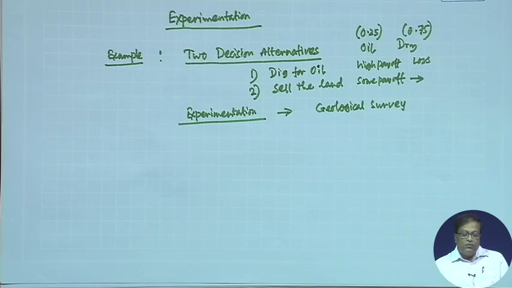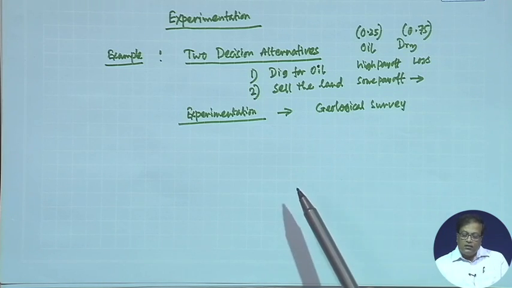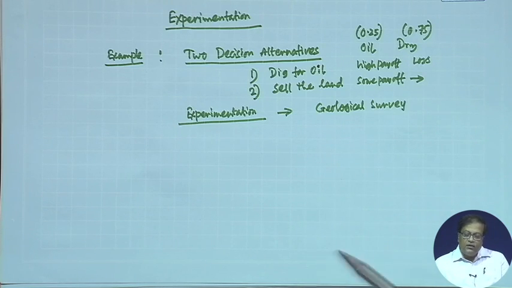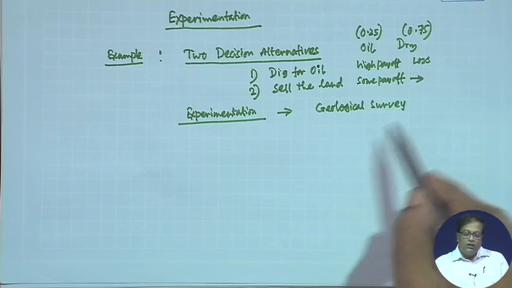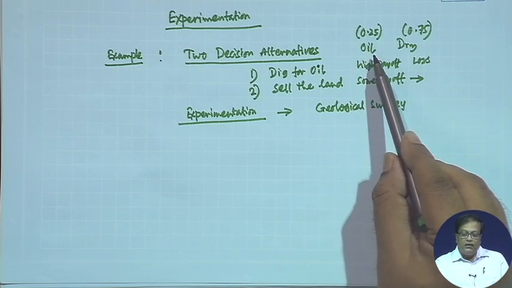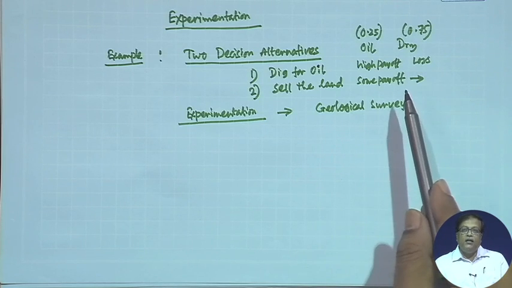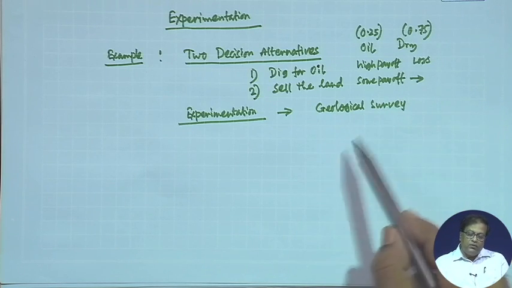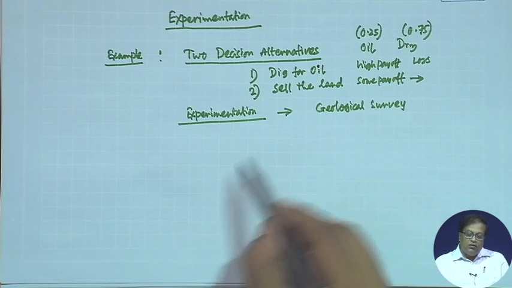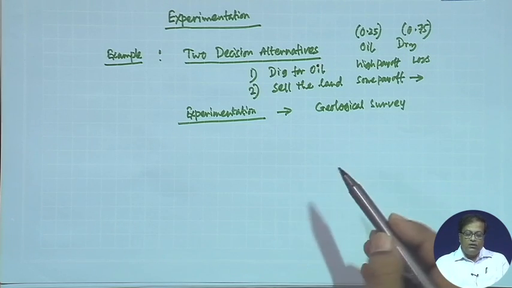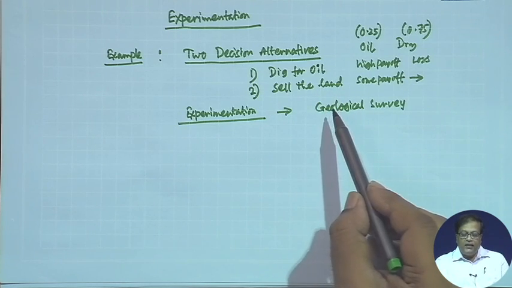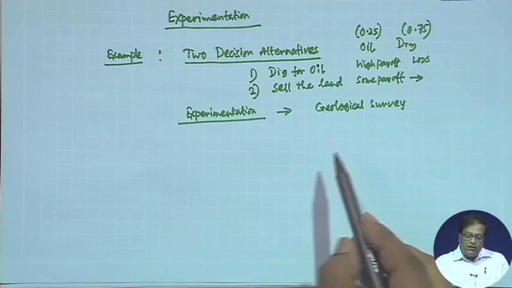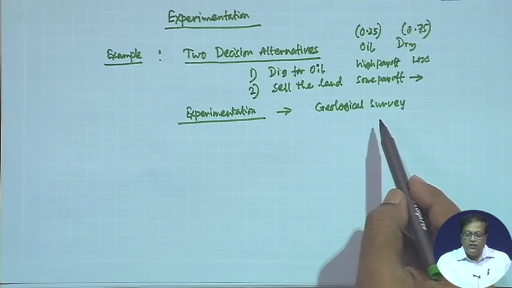and through that instrument it can come out with a set of conditional probabilities: if the test that it conducts becomes positive, then what is the probability that oil exists, or what is the probability that it is dry. So, when those conditional probabilities are given, then based on them, the dig for oil and sell the land options will now have the initial decision of whether to conduct a geological survey or not.